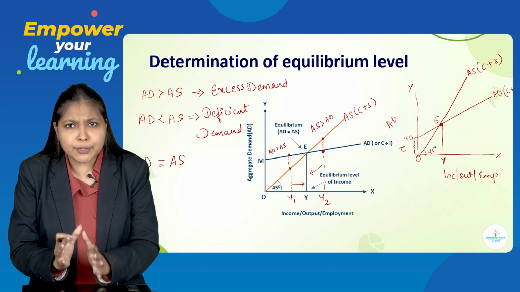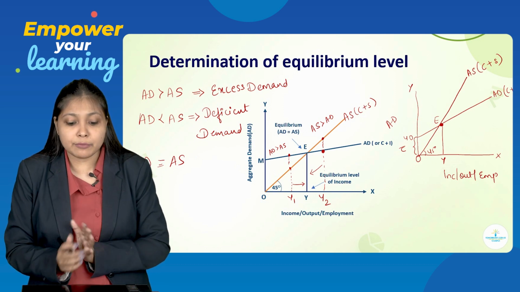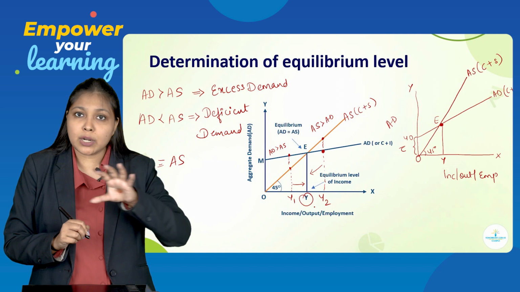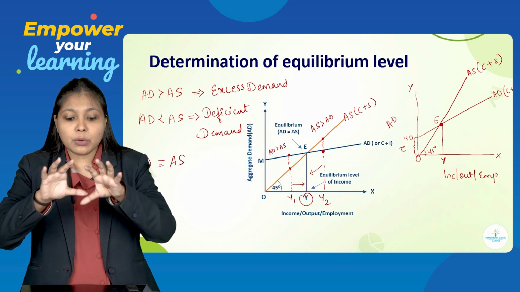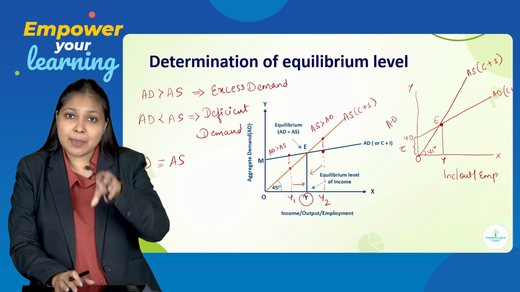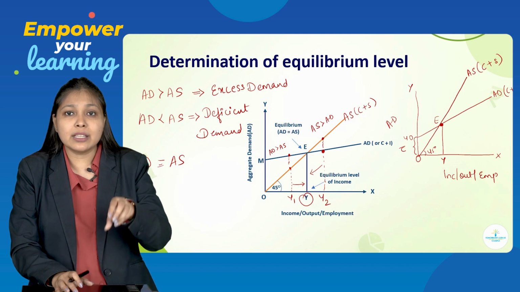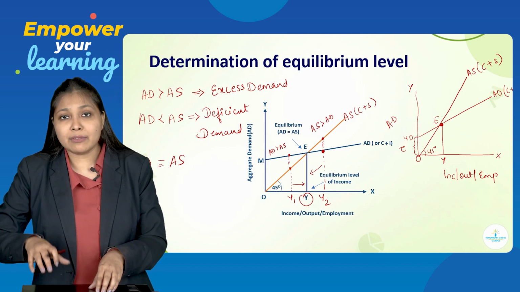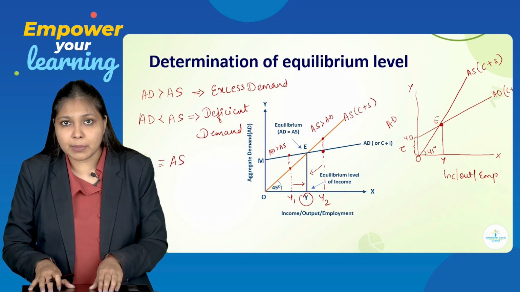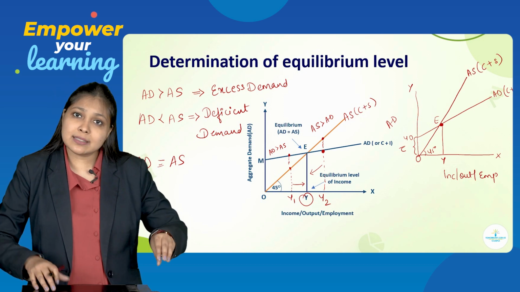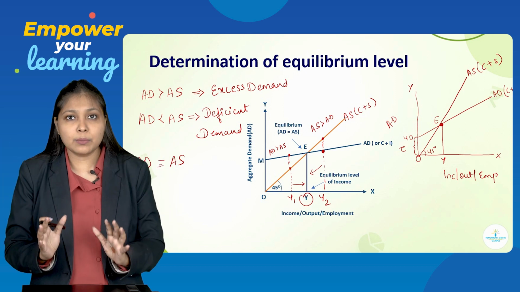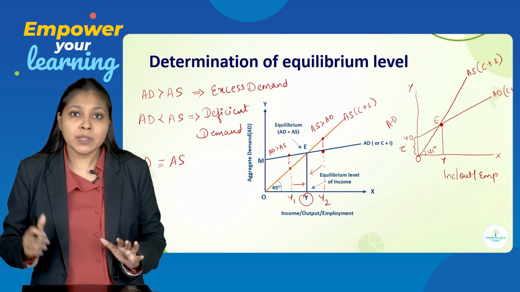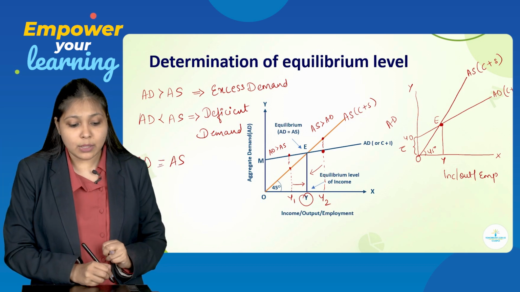So my perfect point for equilibrium would be Y. It would not be Y1, nor Y2, just Y. Because if I am at Y1, I will get the condition of excess demand. If I go to Y2, I will get the condition of deficient demand. I will not want excess demand or deficient demand. I always want equilibrium, okay? So that is why I will be at Y.